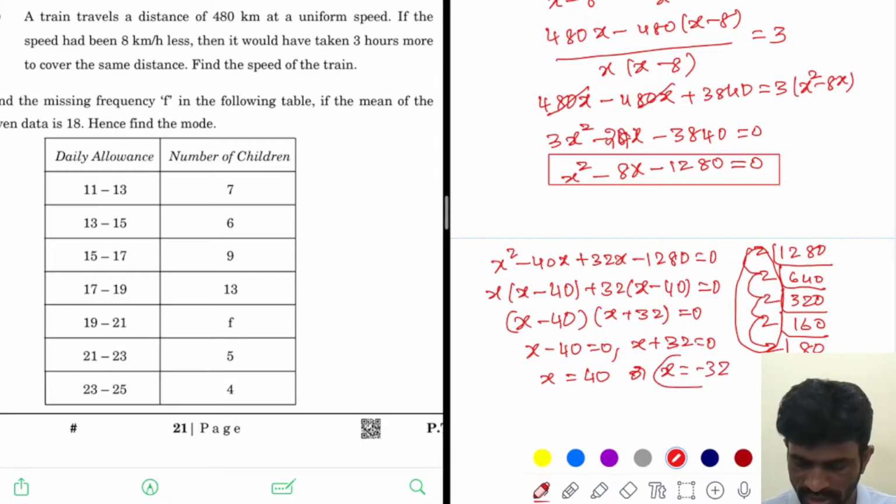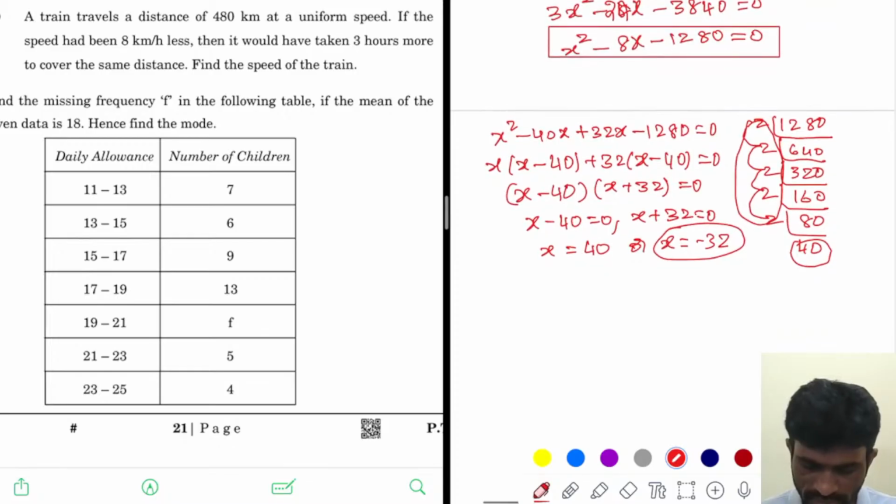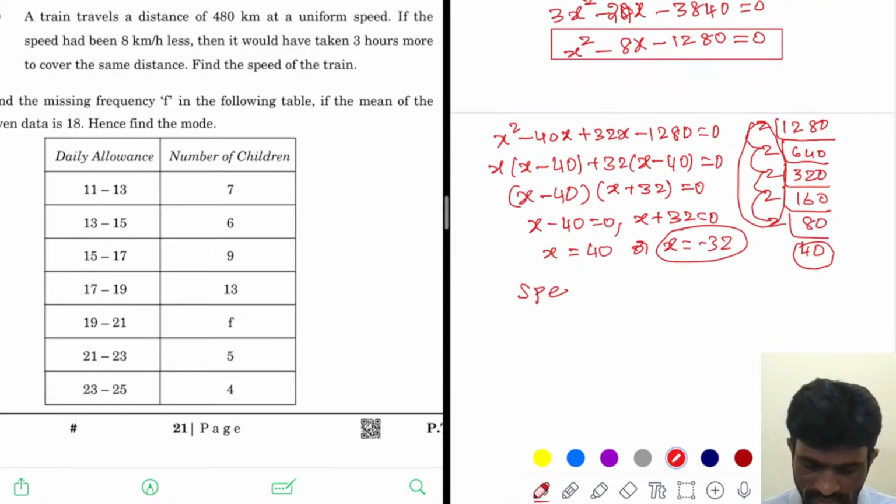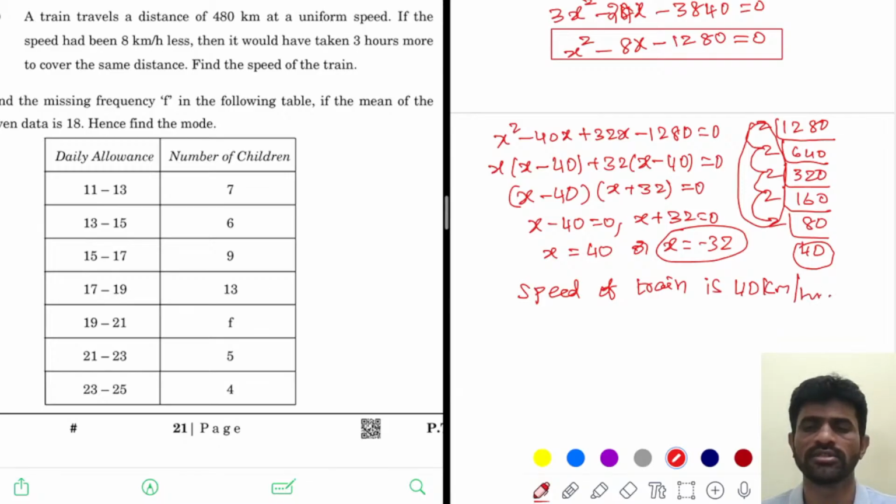So speed cannot be negative here. That's why speed of train is 40 kilometers per hour. Hope you understood this solution.